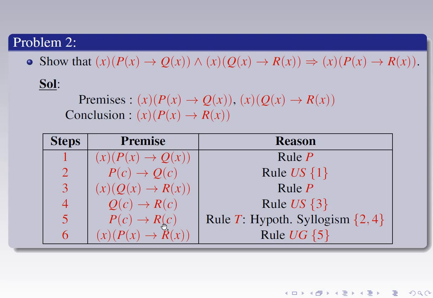But we don't want the conclusion in the format of arbitrary constants. We need it with respect to the variable. So we want to generalize step number 5 now. How can we generalize? Using universal generalization. So using universal generalization, I have here for all x, P(x) implies R(x), rule UG in step number 5. This is our required conclusion.